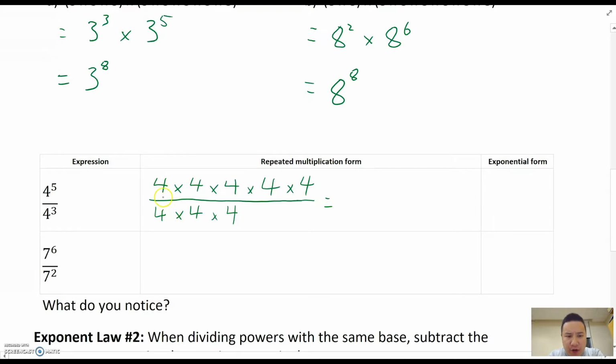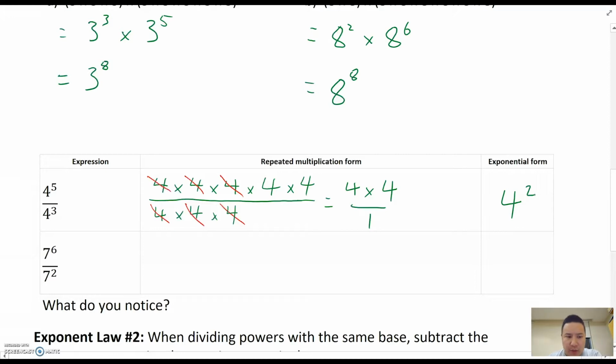Right? Like 4 divided by 4 is 1. And 4 divided by 4 is 1. And this 4 divided by this 4 is 1. So these are going to cancel out. And what we're going to end up with is 4 times 4, and underneath is just 1. So that's basically just 4 times 4. Well, what's another way of writing 4 times 4? It's 4 to the power of 2.